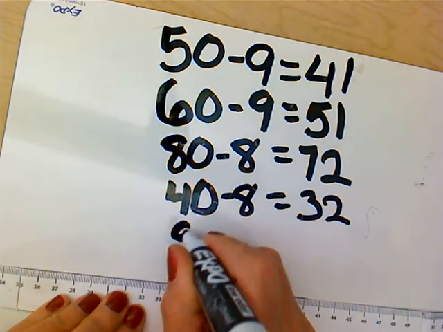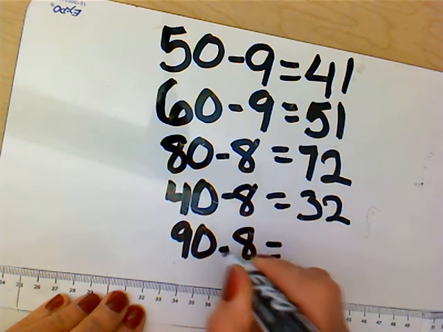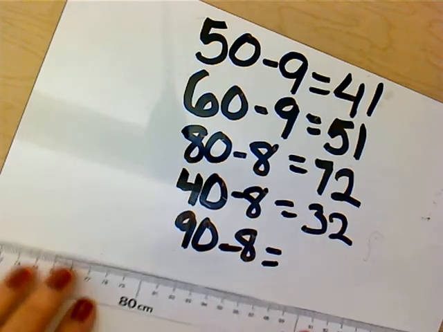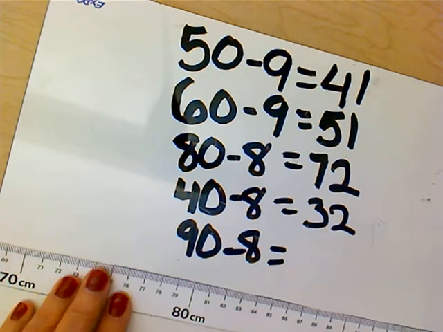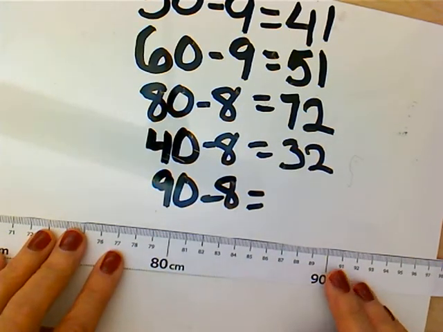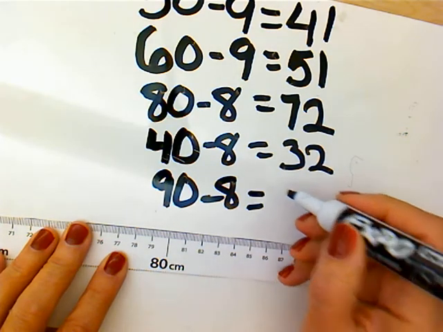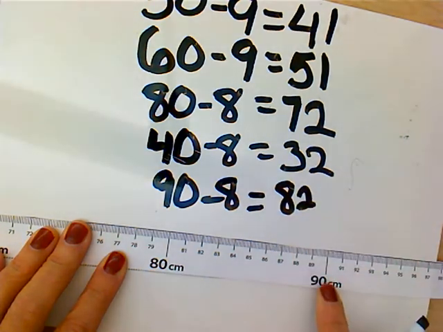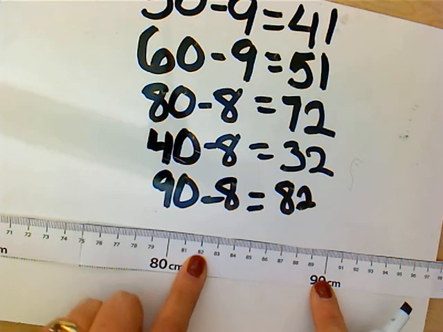Let's try 90, take away 8. So I got to come all the way over to 90, and I am going to count back 8. Are you looking at that? 90 take away 8. Hopefully you're working this out with your equation too, and hopefully you came up with 82. So 90 counting back 8 puts me at 82.